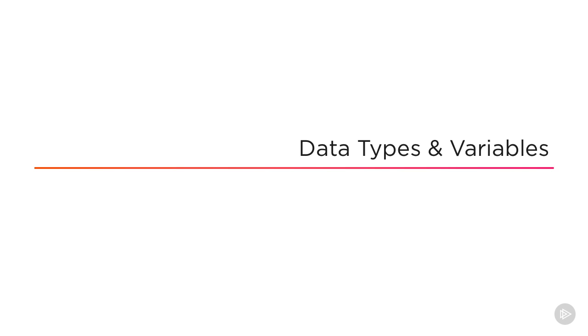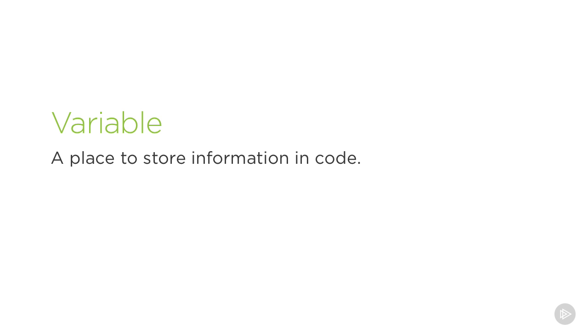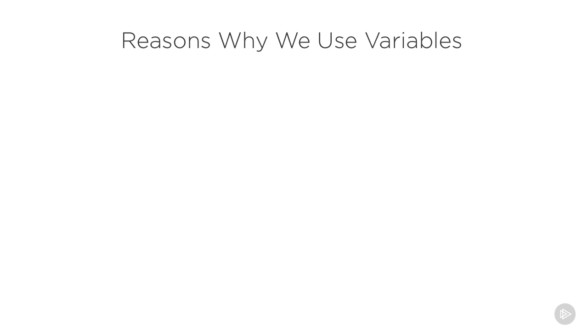We begin this adventure with variables. And you can't talk about variables without also talking about data types. So we'll cover that too. What is a variable? It's basically a place to store information in code. There are many reasons why we use variables, and I'm going to narrow them down to two main use cases.